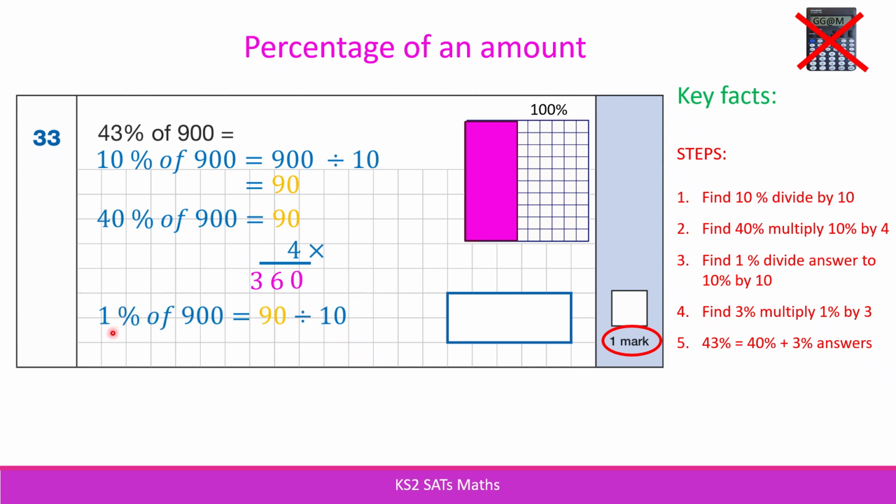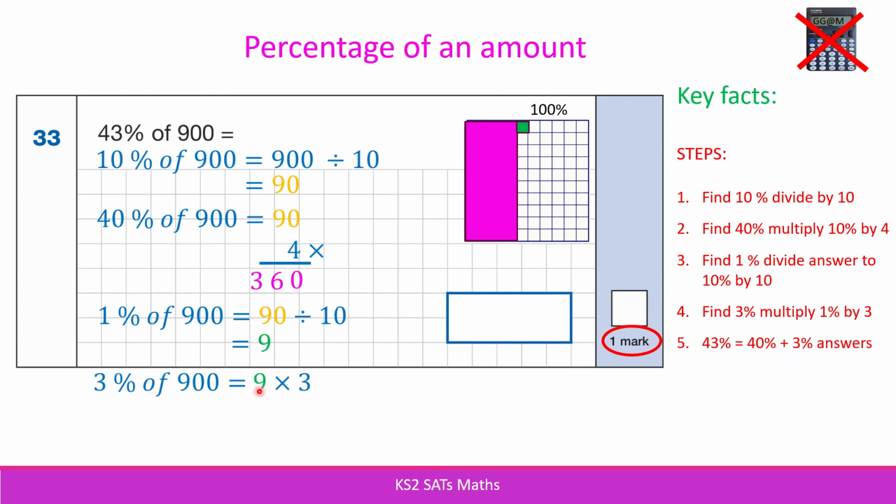Now I need to work out what one of these little squares is. So I'm now going to be working out 1%. To find 1%, I've got to do 1 little square here. It could be done by doing 900 divided by 100, which will give you 9, or take your 10% answer, which was 90, divide that by 10. 90 divided by 10 is also 9. So that is 1%.